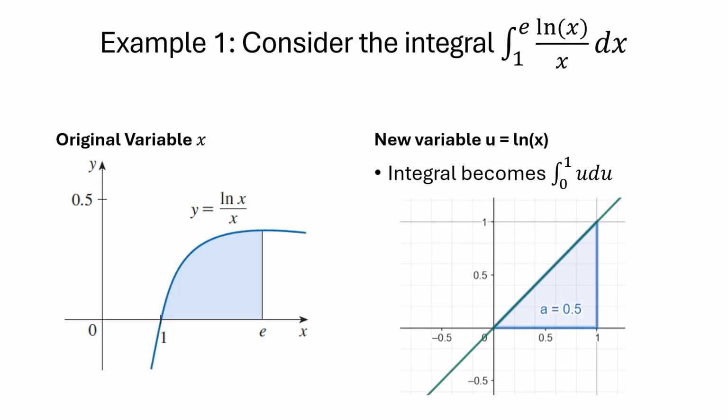But when we make a new substitution and let u be equal to the ln of x, our integral actually becomes the integral from 0 to 1 of u du. So in the u, f of u plane, we actually have a straight line integrated from 0 to 1. And this is one reason why we do substitutions, is to see if we can make a complicated curve look more manageable and for us to find the area under.